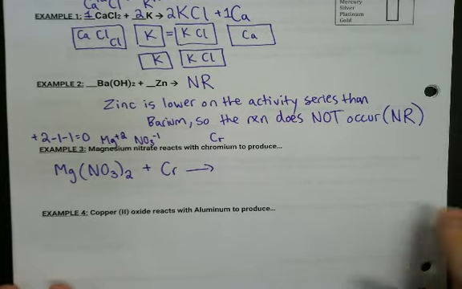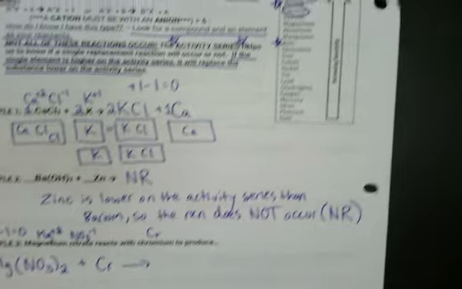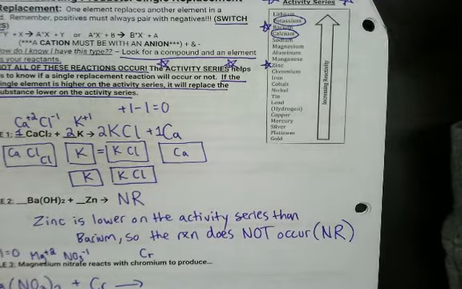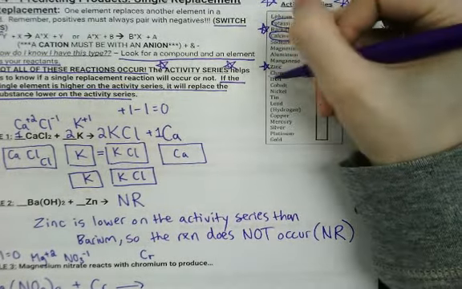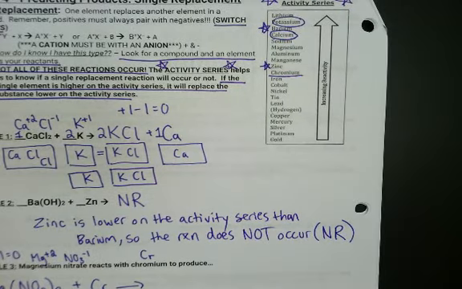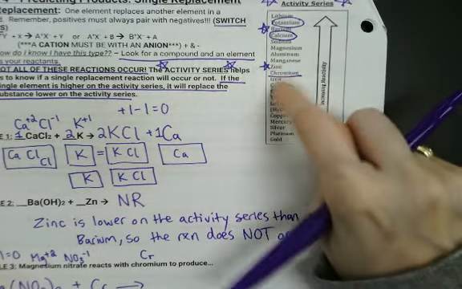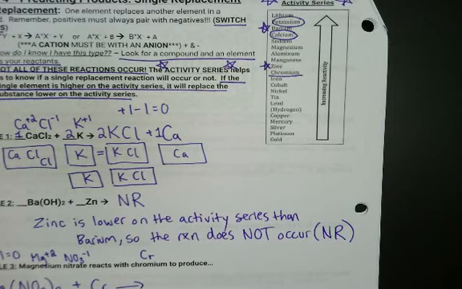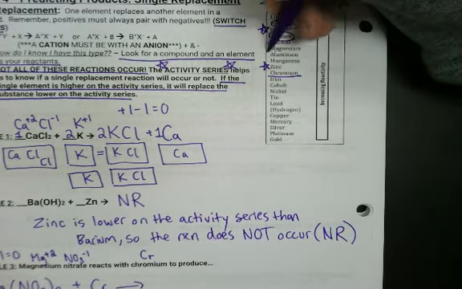So again, we are going to go over to our activity series. We're going to locate chromium. Chromium is right here. I'm going to underline our elements this time so we can keep track of which ones we're looking at. And magnesium is up here.